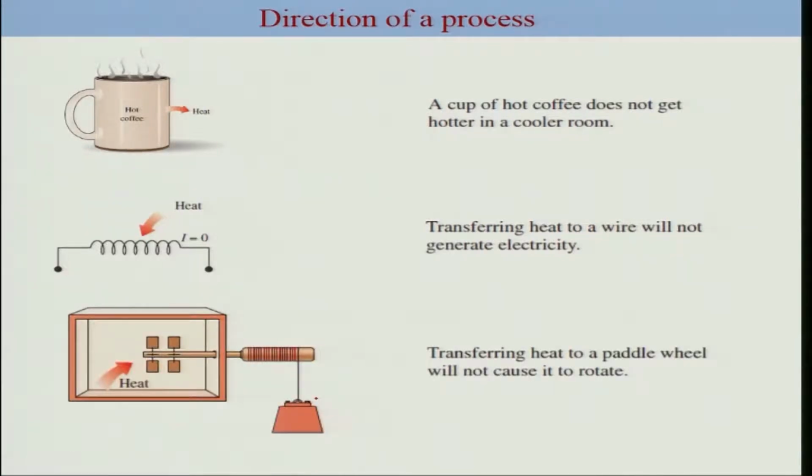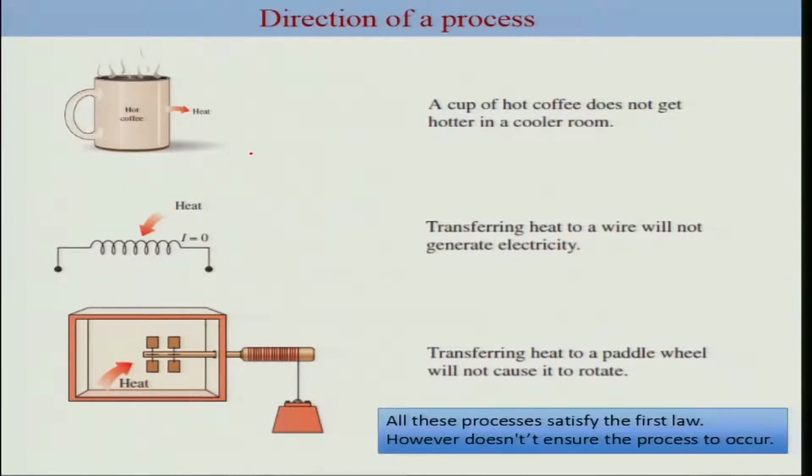Or you can take another example. If you have a paddle wheel which rotates, it generates heat in this particular enclosure. On the other hand, if you supply heat to the paddle wheel, it will not cause rotation of this wheel. So this means that there is a specific direction of a process. In all these conditions, if you reverse the direction, your first law will still be valid, but the process will not occur. So there is a specific direction for the process.